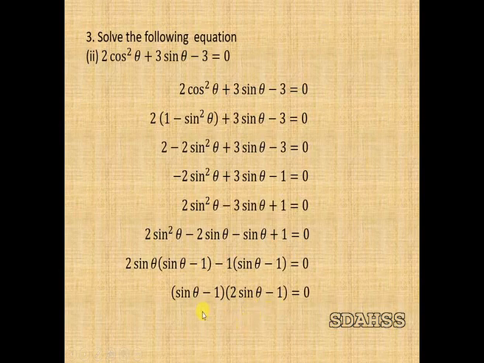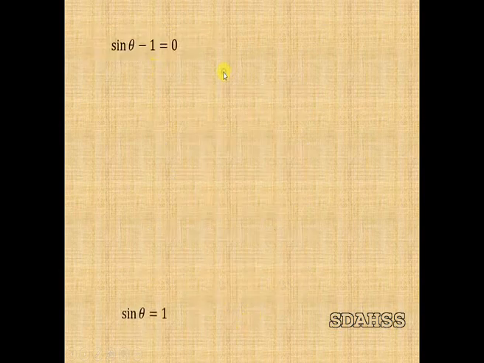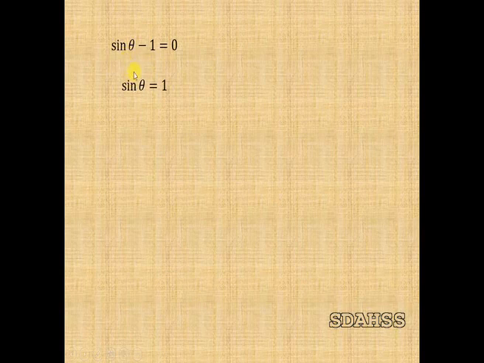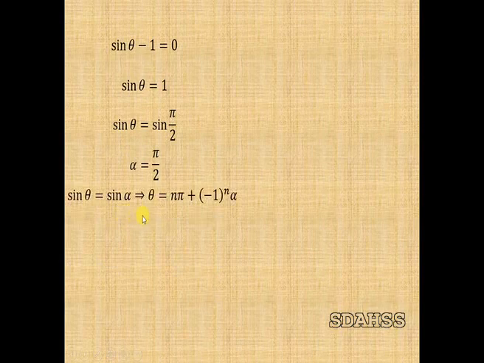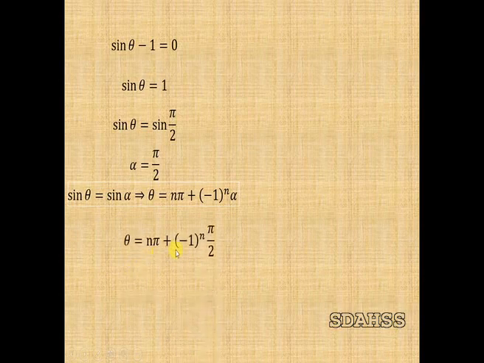Now the first factor, sin theta minus 1 is equal to 0. Then sin theta is equal to 1. Sin theta is equal to 1 means sin 90. 90 can be written as pi by 2, sin pi by 2. So this is of the form sin theta is equal to sin alpha. So alpha is equal to pi by 2. Sin theta is equal to sin alpha means theta is equal to n pi plus minus 1 whole power n alpha. So theta is equal to n pi plus minus 1 whole power n. In the place of alpha you have to substitute pi by 2.